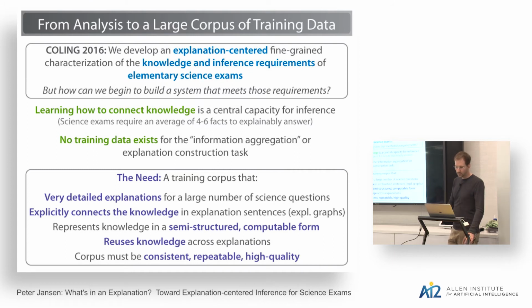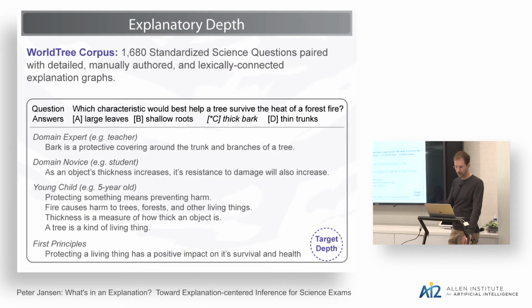And where the Coling data set, to be completely honest, generated hundreds of somewhat rough and ready explanations, we really need to figure out a way to create detailed, consistent, repeatable, and high-quality explanations for each question.